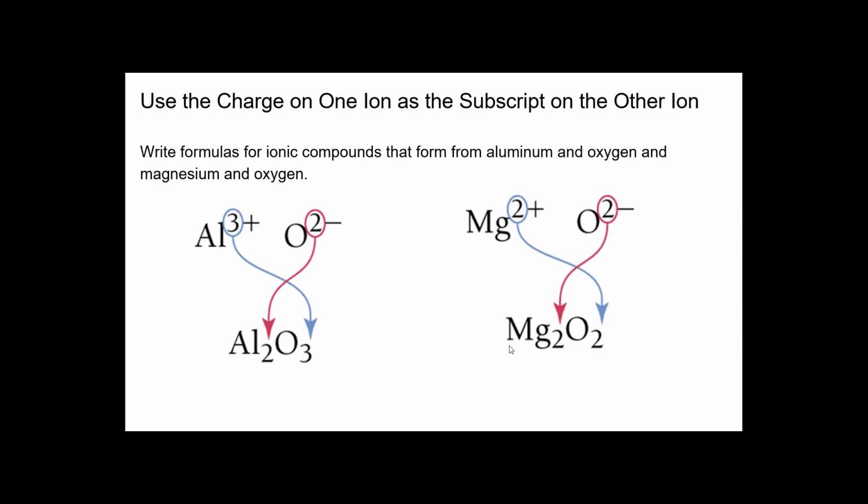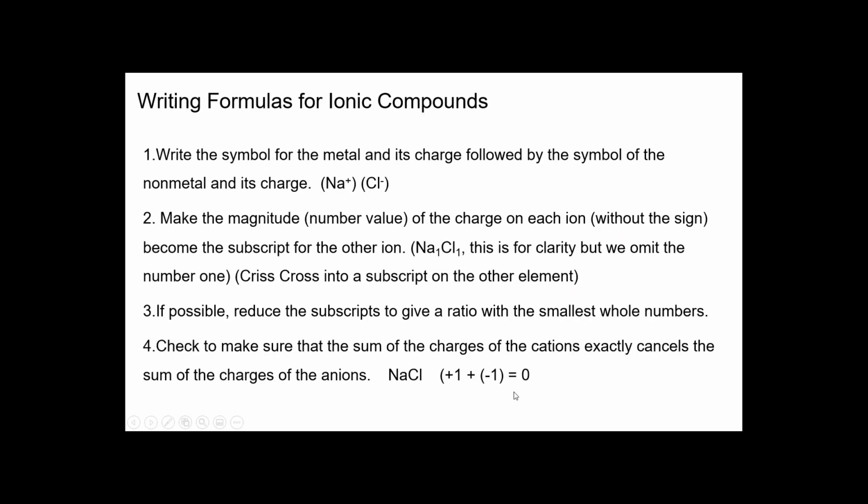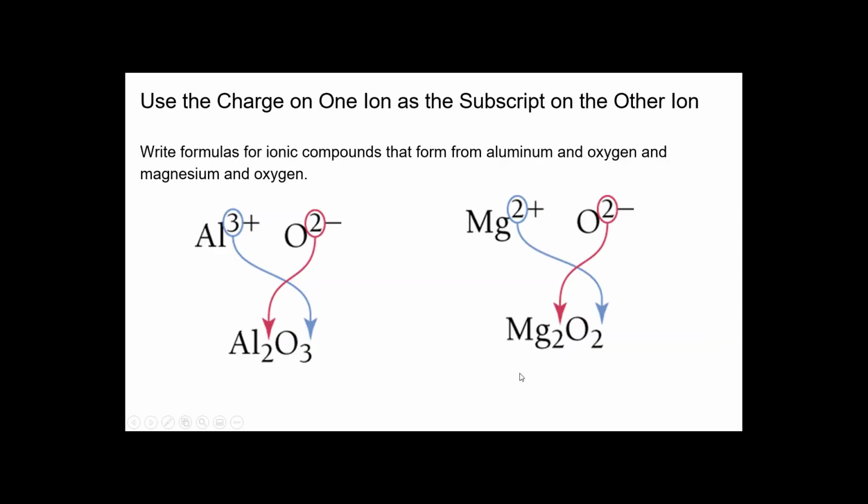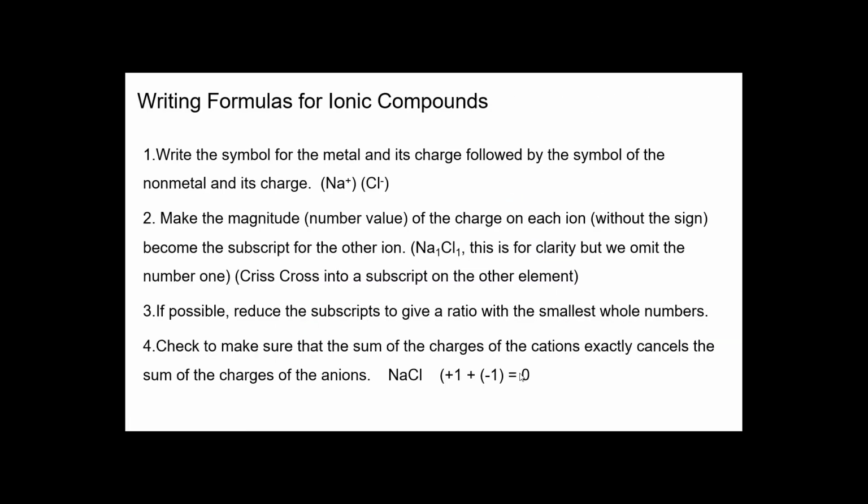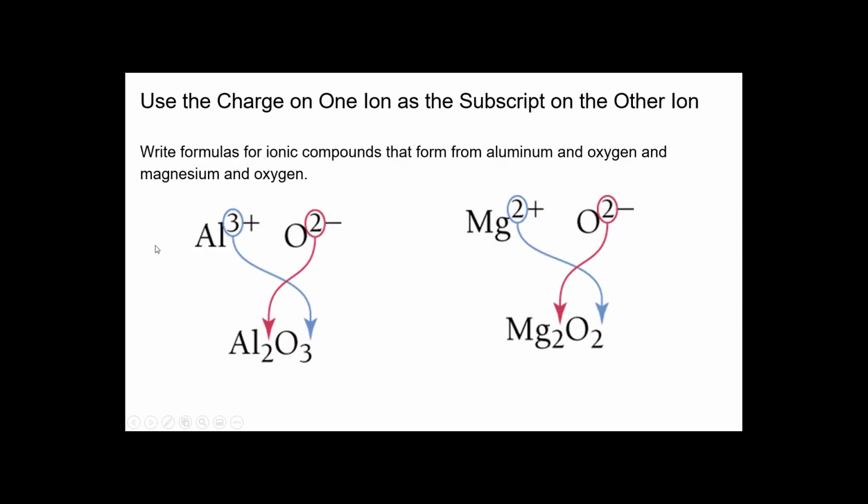Now what is this crisscross method I'm talking about? This is exactly it. You put that charge on the opposite atom. So in this case, aluminum has a plus charge of 3. Oxygen has 2. So instead of balancing it out by adding the charges, which you should still do anyway just to make sure it's correct, it tends to work itself out by just crisscrossing it.